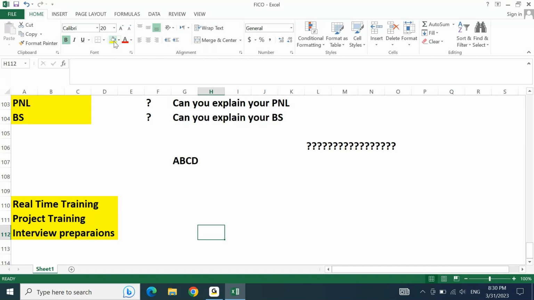Because this is not so easy as we all think, as people outside will tell. If that is so easy, everybody you see from the finance background, commerce background, accounting background would be a SAP FICO consultant. But is that the case?